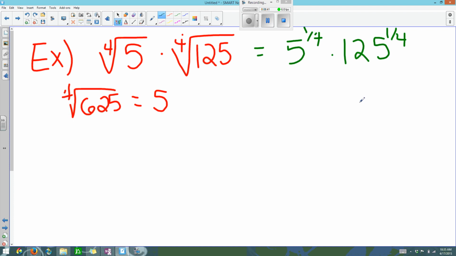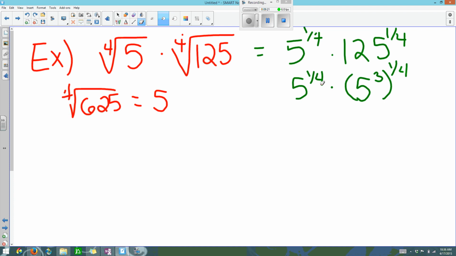And how can I change 125? 5 and 25, right? And 25 can change to what? 5 times 5. So how many 5s total do I have? So 3 from 125. That's what I was trying to get at. 125 can be changed to 5 cubed, and that whole thing is being raised to 1/4, and you can multiply it by that.